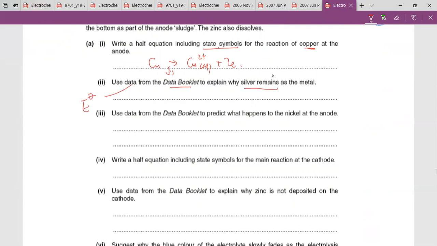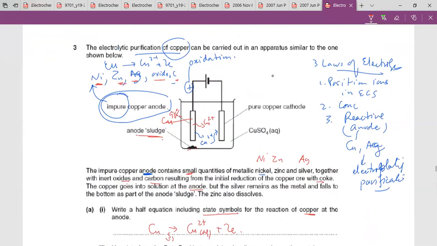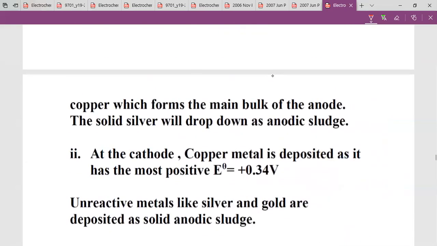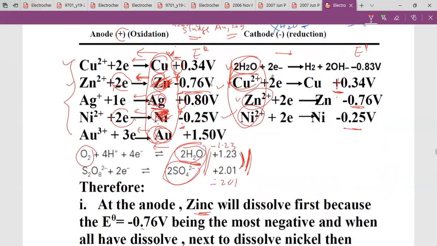Why silver remains? Remember, the first thing that came out, I told you, was what? Zinc. Zinc comes out first. Why zinc first? Because zinc is the most negative, isn't it? It means going backwards is the most positive. Zinc comes out first, then nickel. Why silver doesn't come out? Because its E naught is more positive.